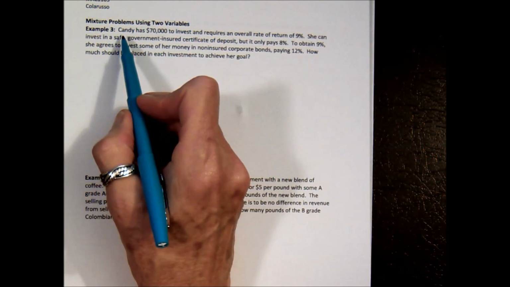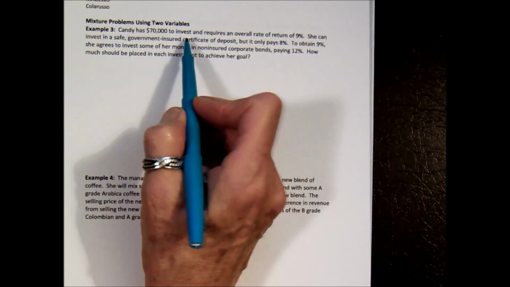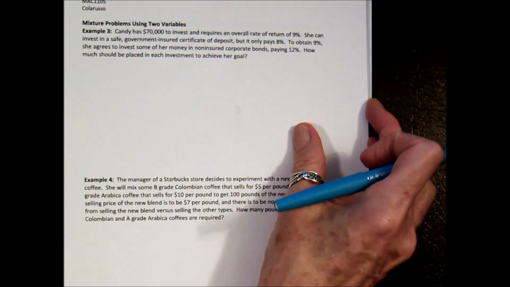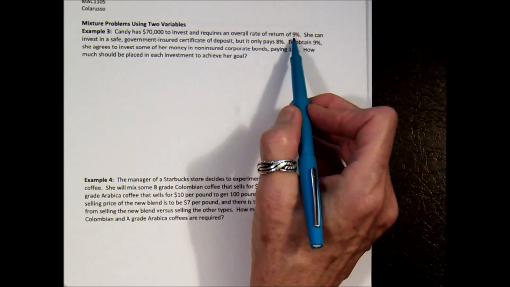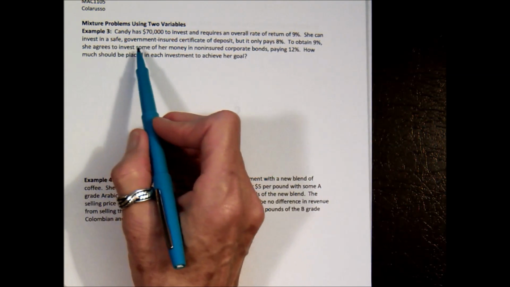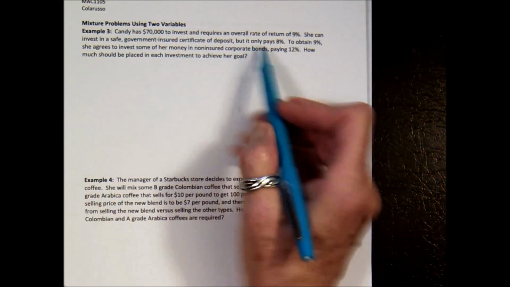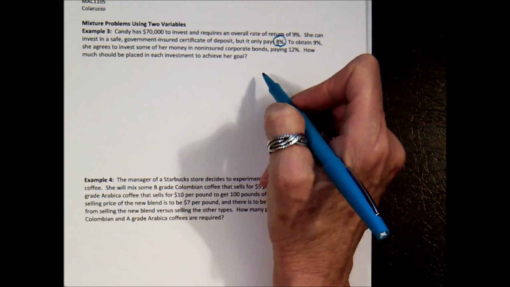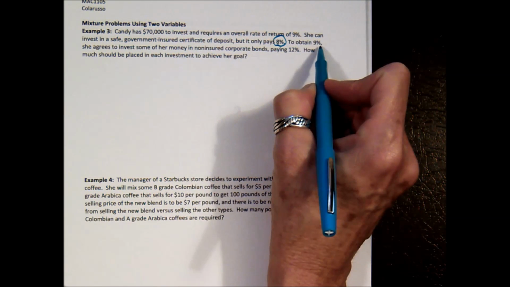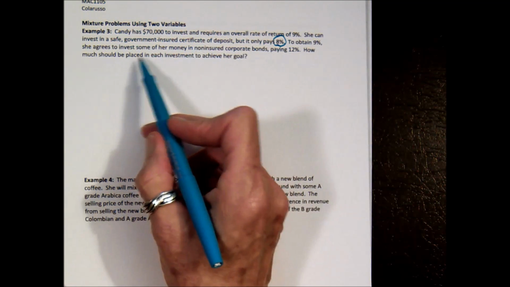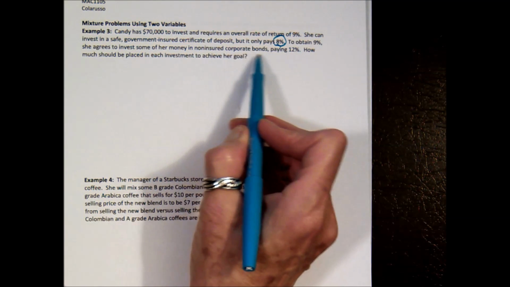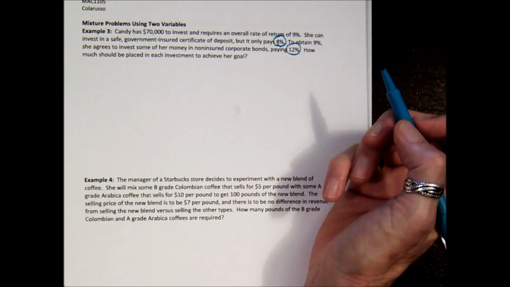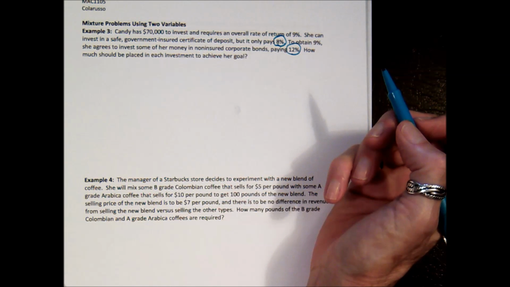It says Candy has $70,000 to invest and requires an overall rate of return of 9%. So that is her objective. That's her target, the 9%. She can invest in a safe government-insured certificate of deposit, but it only pays 8%. So she's going to have an amount at 8%. But to get her target, to get the 9%, she agrees to some non-insured corporate bonds paying 12%. How much should be placed in both investments to achieve her goal?